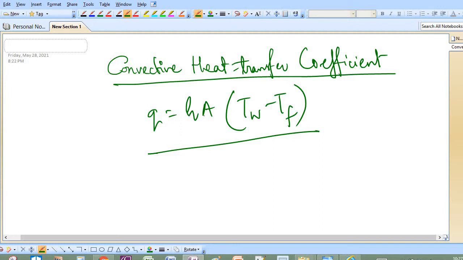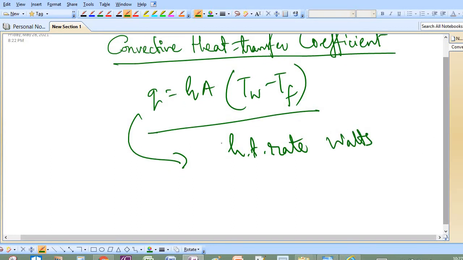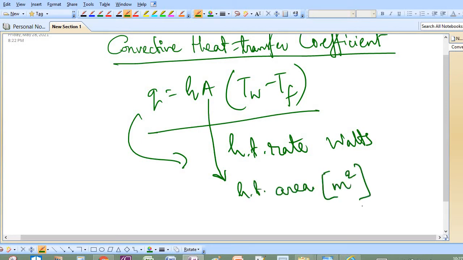How? Q is equal to HA, where Q is our heat transfer rate, or in short form I write it as HT rate. It has units of watt. Now A is the area which is available for the heat transfer, so it is in meter square. HT area, in short form, units are in meter square. This big bracket symbolizes that I am writing about dimensions.